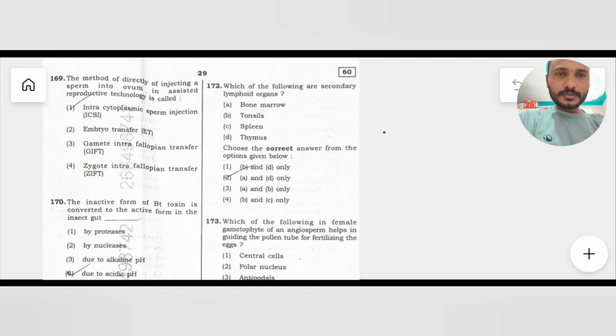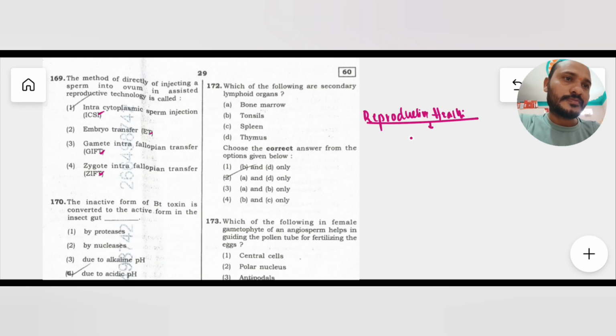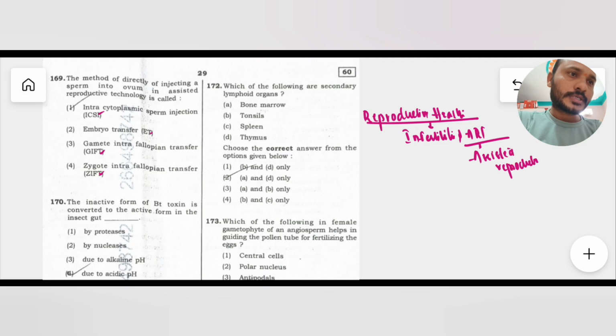Okay, right. Next one, 169. The method of directly injecting sperm into the ovum in assisted reproductive technology. So here there are four options: ICSI, ET, GIFT, and GIFT. This question is from the reproductive health topic. Reproductive health mainly focuses on infertility and ART. ART means assisted reproductive technology.